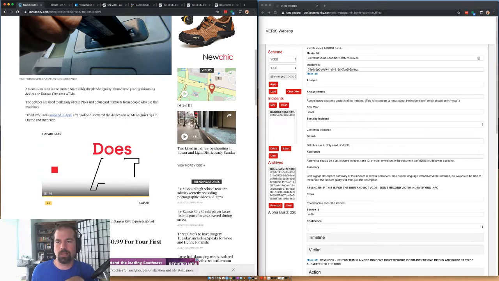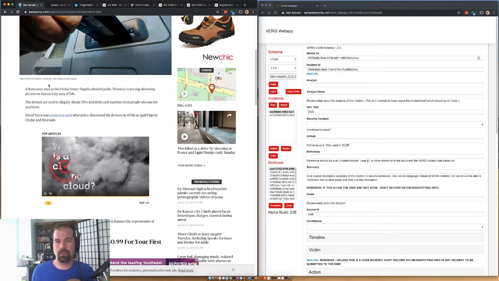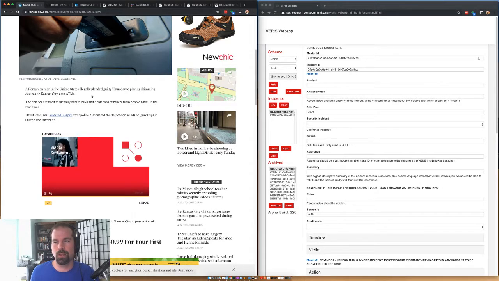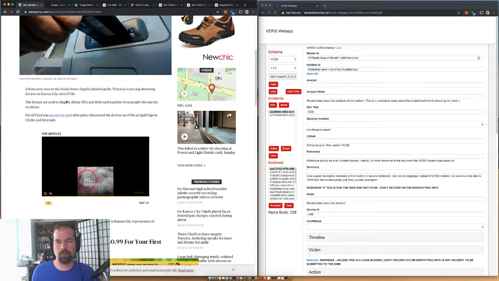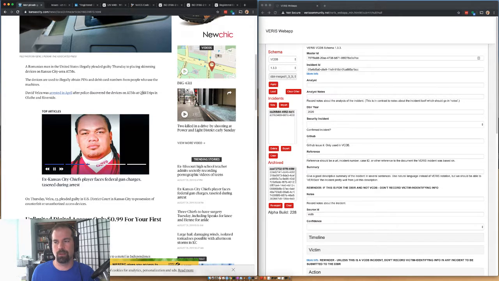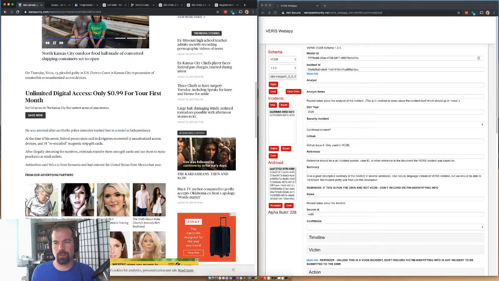A Romanian man in the United States illegally. See, we've got our victim country for once. And this is where you do get them; sometimes these are a pretty common international crime group type thing, to do these skimmers. A Romanian man in the United States illegally pled guilty Thursday to placing skimmers on Kansas City ATMs. Devices are used to illegally gain information. We know what the skimmer is. He was arrested in April after police discovered an ATM at QuikTrip in Olathe and Riverside. He was arrested after they tracked him down.